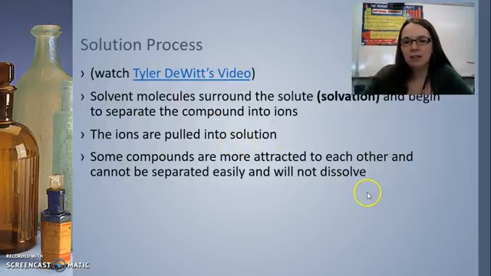Some things are more easily attracted to each other. The common rule of thumb is that like dissolves like. So polar substances will dissolve polar things, and nonpolar substances will dissolve nonpolar things. If you try to put a polar with a nonpolar, you're not going to end up with dissolving taking place because they cannot be easily separated and they won't dissolve.